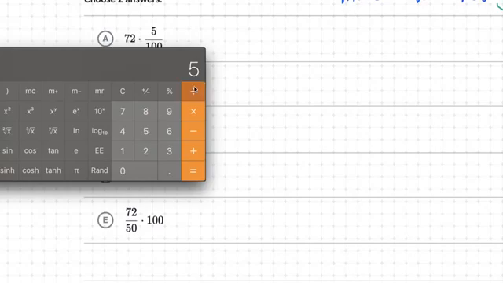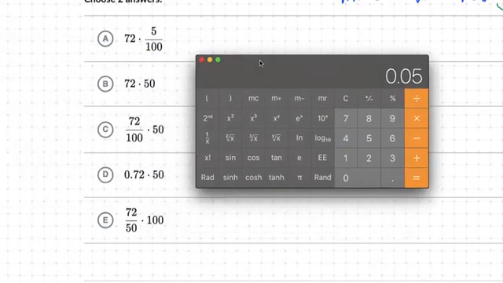Let's see 5 over 100. 5 divided by 100. Is that the same as half? No, it's not. 0.05, that's 5 hundredths. So that's not correct. A is out. The next one says 72 times 50. That's a big number. It's going to be a huge number. That is also incorrect.